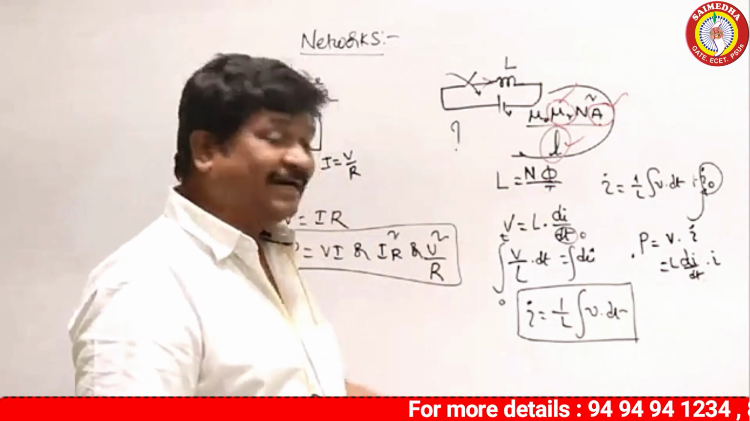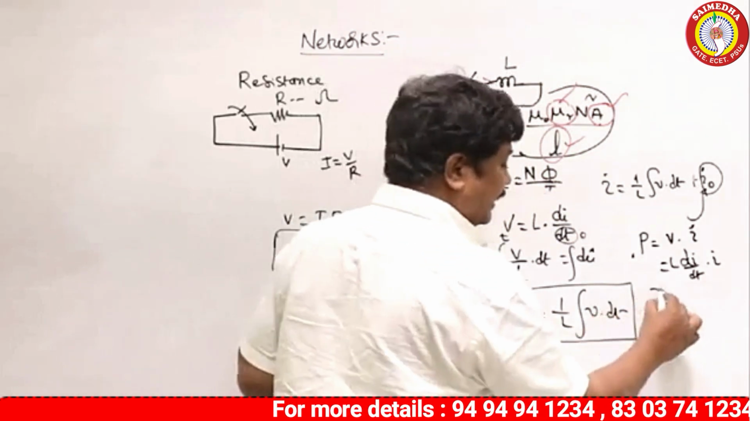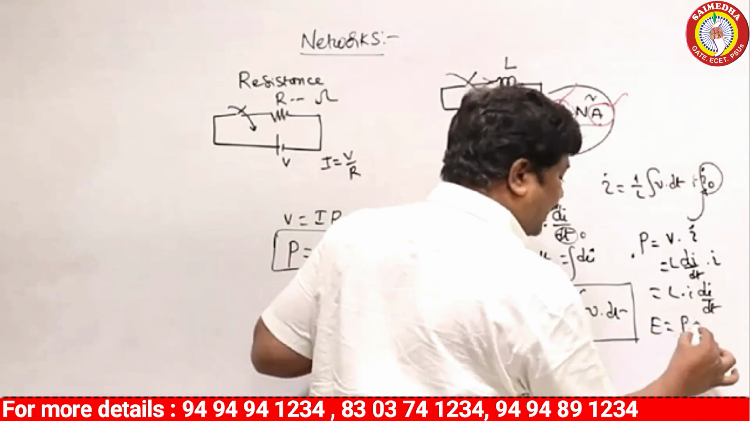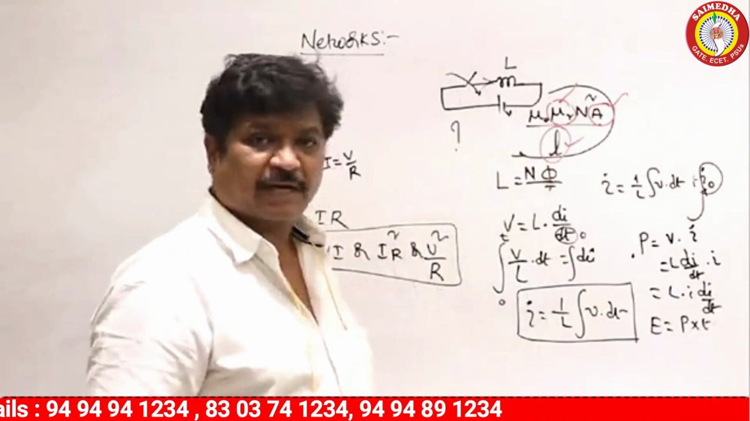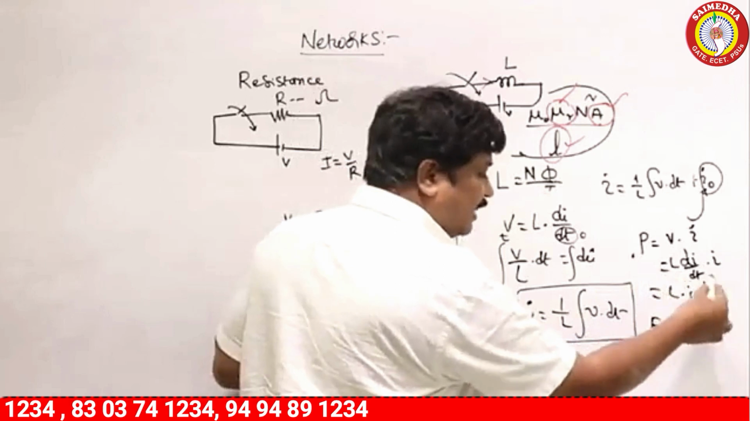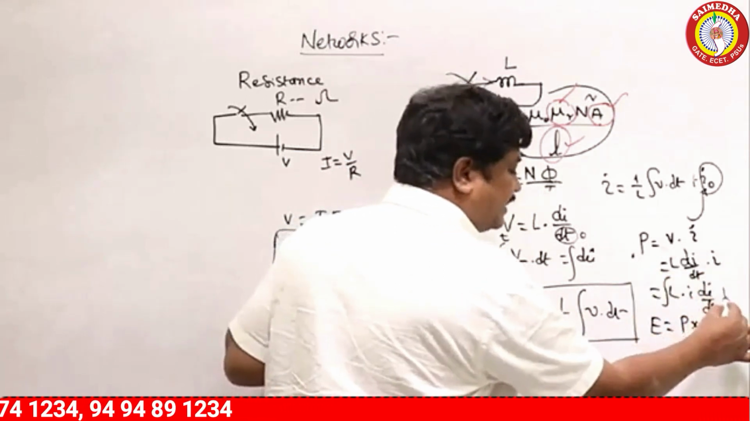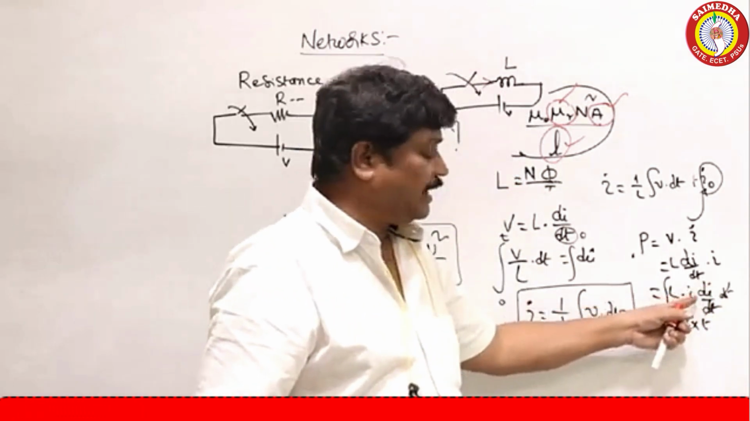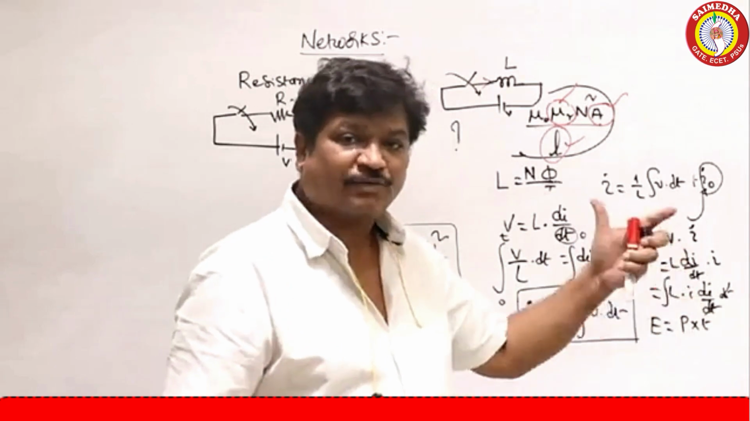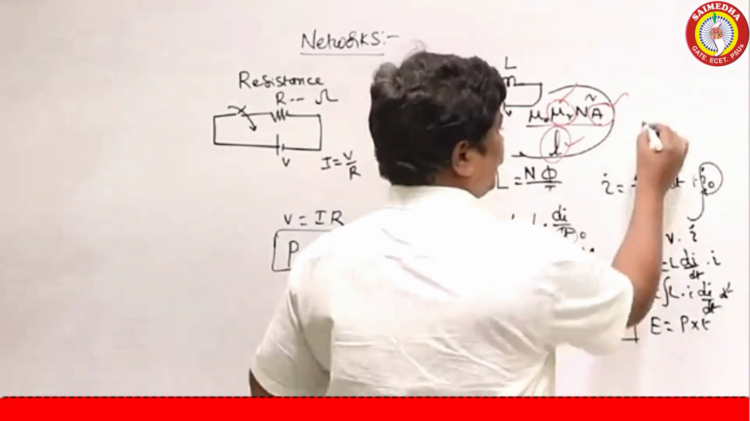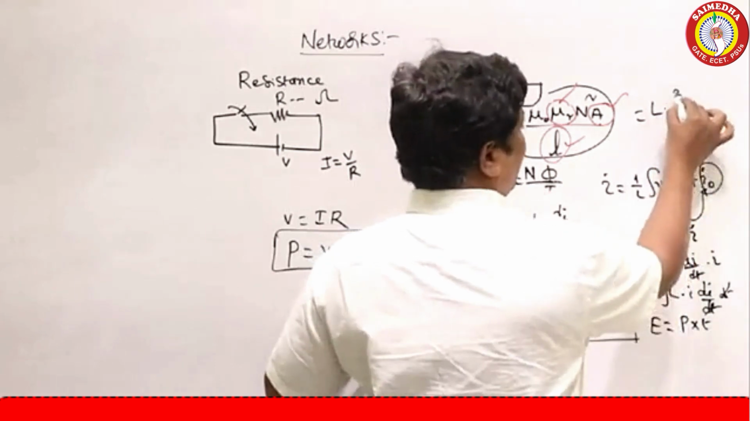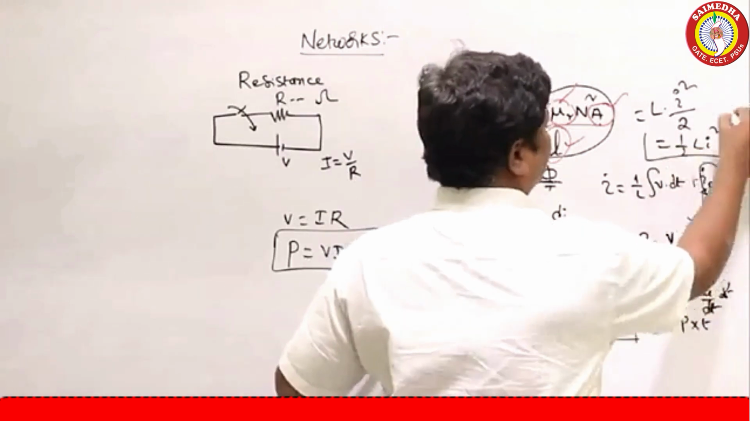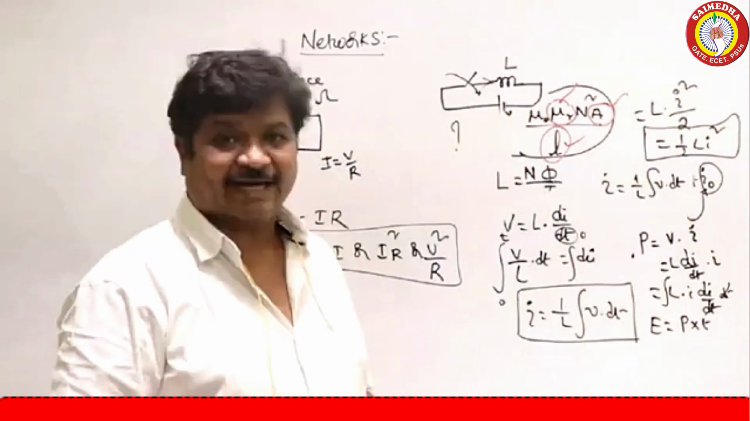How can you get the energy? Energy formula is power into time. Power is L into I into di by dt. Then if you integrate the entire equation, dt gets cancelled. What is this? L into I di. If you integrate I, you get I square by 2. So this becomes L into I square by 2, that is half L I square. This is the energy stored in an inductor.